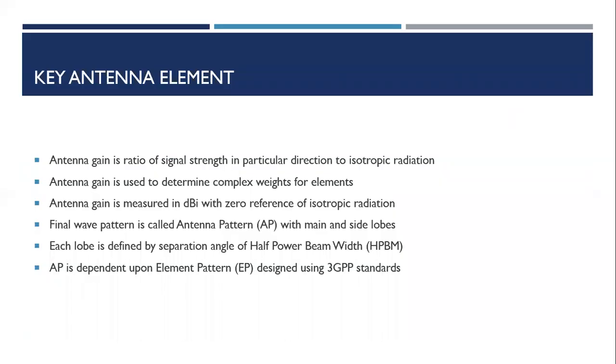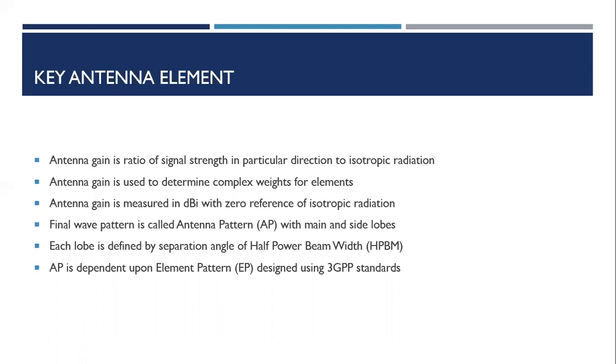So the first one being, what are the key antenna elements, what are the parameters which are used to study the smart antenna itself. The first, primary and most important one is the antenna gain itself. Antenna gain is basically defined as the ratio of the signal strength in a particular direction compared to the isotropic radiation, or if the signal was propagated in all directions. This antenna gain is extremely important because this is what we use in order to calculate the complex weight for the elements. When I say elements, I refer to the smart antenna elements, which are basically the specific sub devices of any antenna or of any smart antenna.